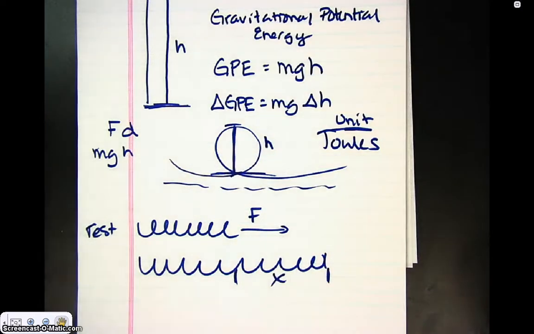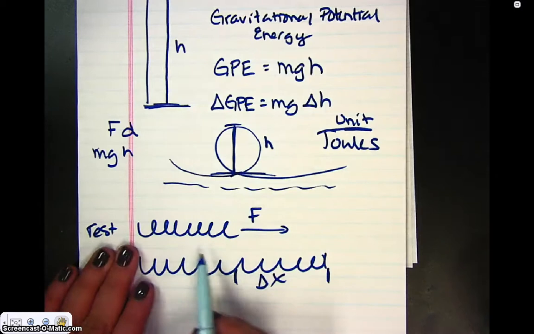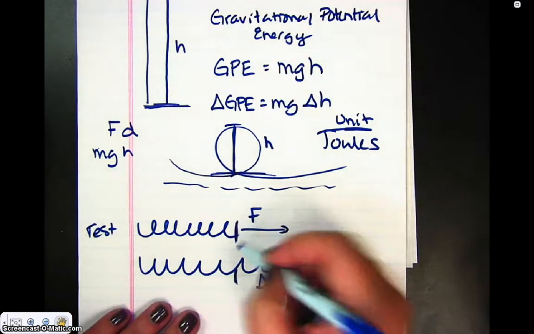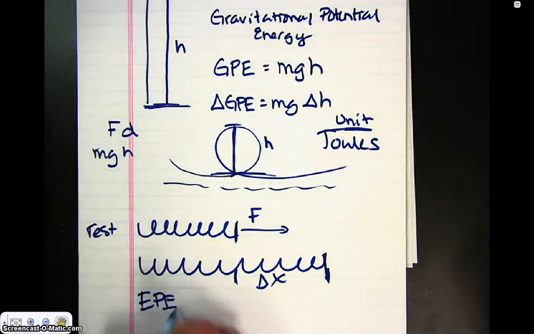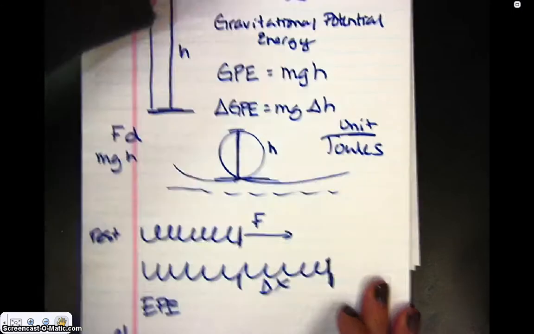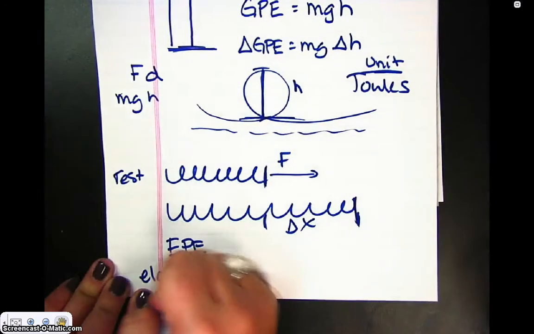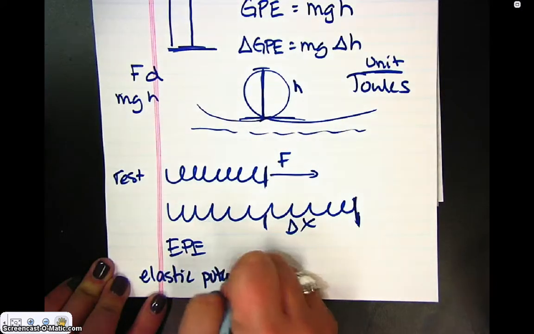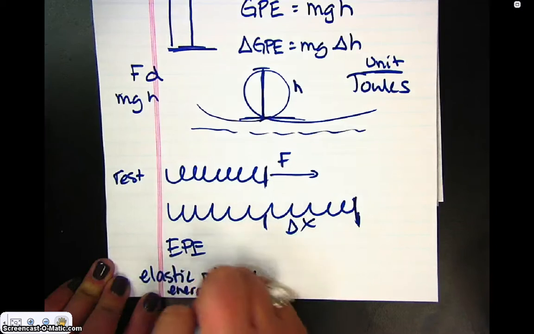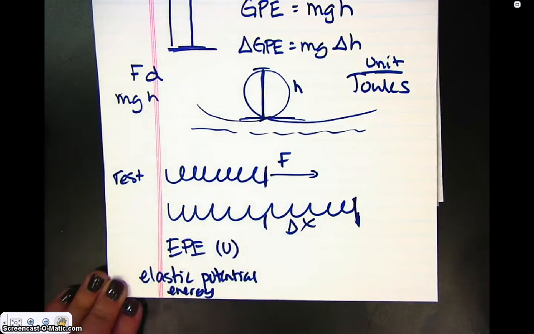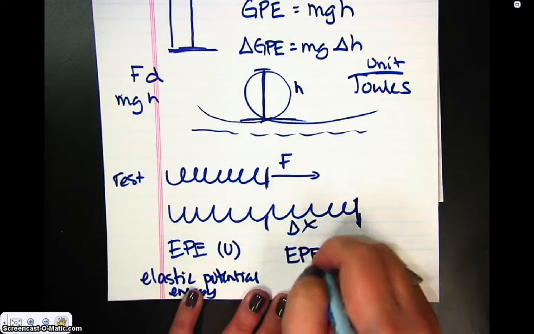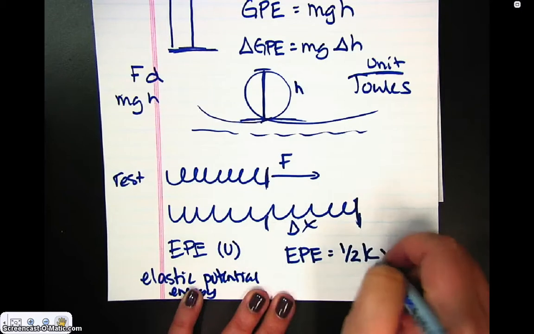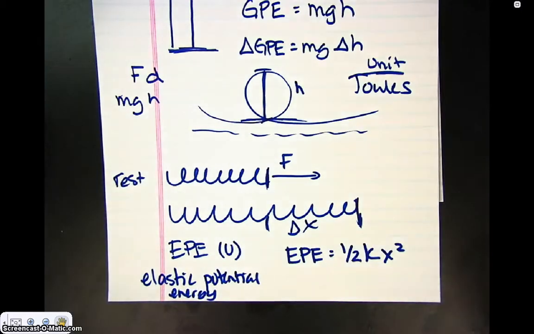So this is some x. It's actually the change in position of the spring from its normal rest state. So it would be from here to here. So this is EPE, or elastic potential energy. And again, sometimes just generically we use the letter U. And this is actually equal to 1/2 kx squared, right?